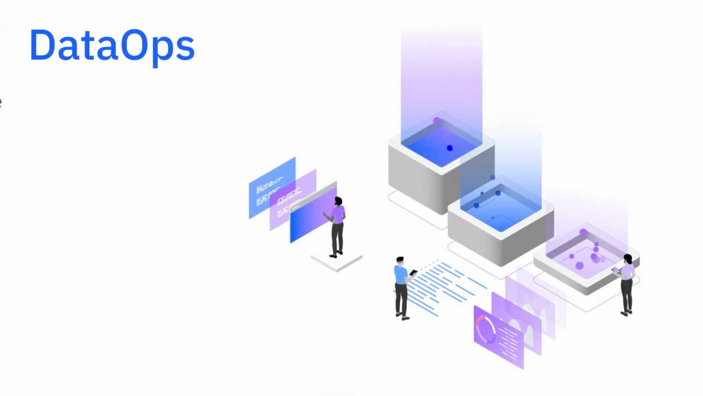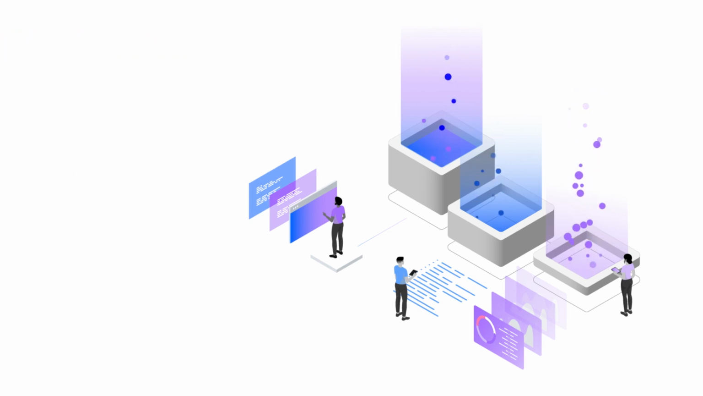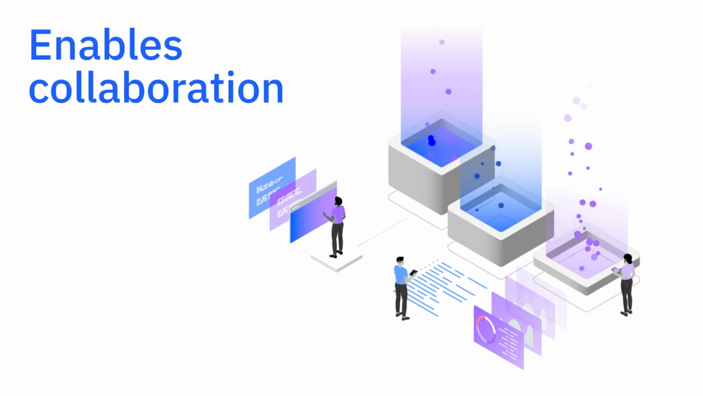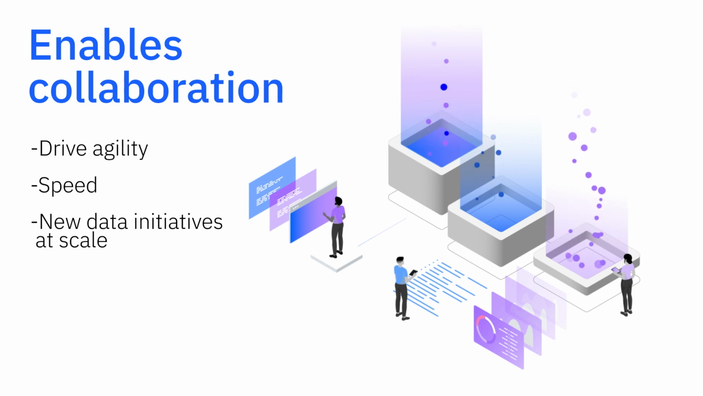So let's start with, what is dataOps? DataOps is the orchestration of people, process, and technology to deliver trusted, high-quality data to data citizens fast. The practice is focused on enabling collaboration across an organization to drive agility, speed, and new data initiatives at scale.